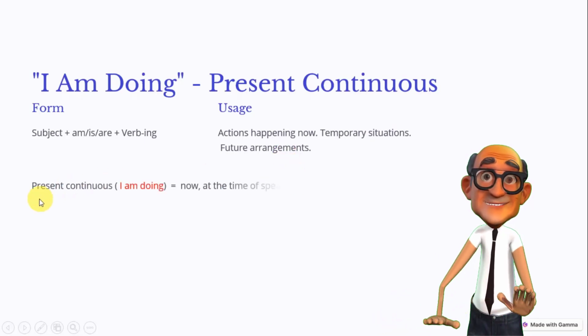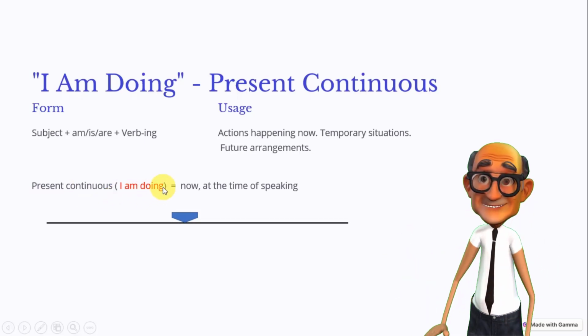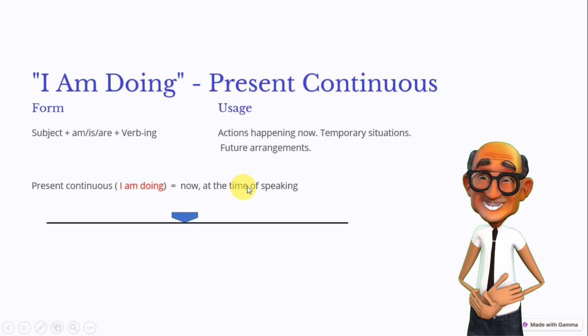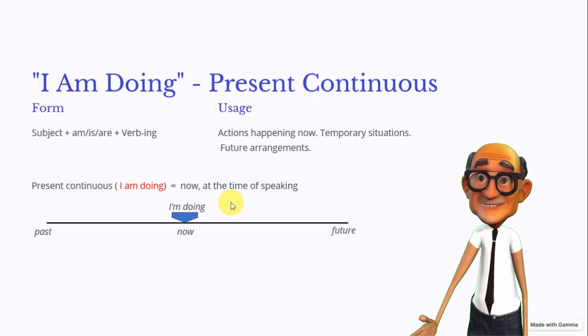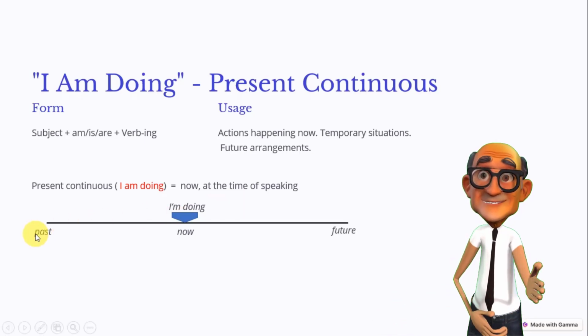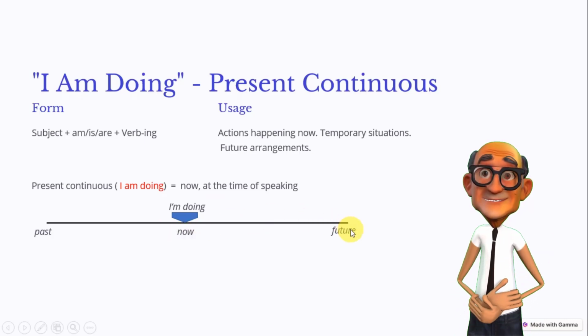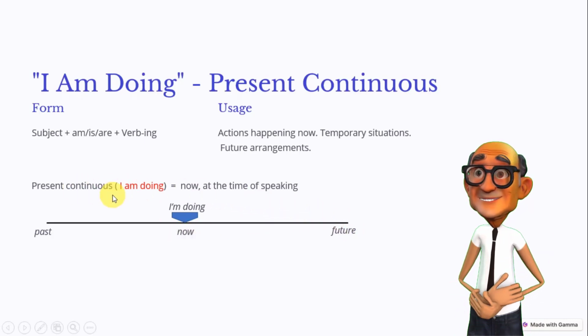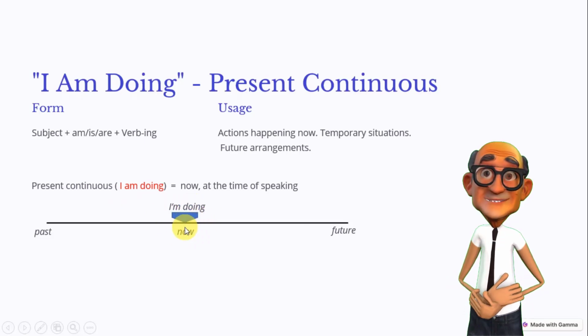Let's have a look at the present continuous. I am doing, that equals now, at the time of speaking. For instance, let's have a look over here. It's all coming in slowly, but it's coming. You've got the past tense, now or the present, and then the future. So present continuous is things that are happening right now. I am doing is things that are happening right now, at the time of speaking.